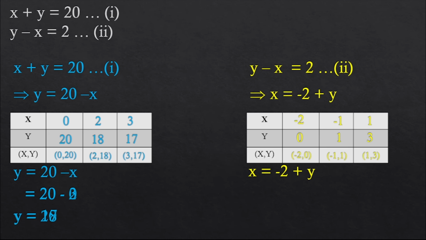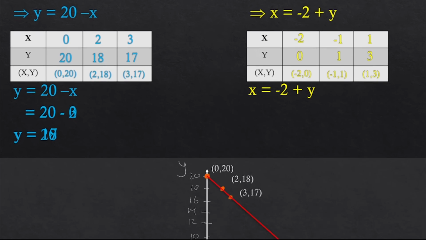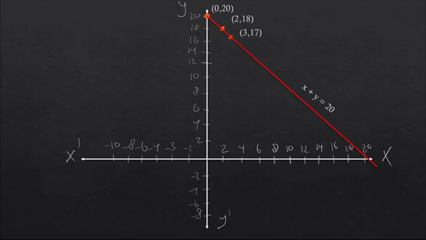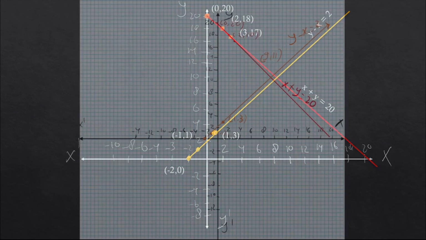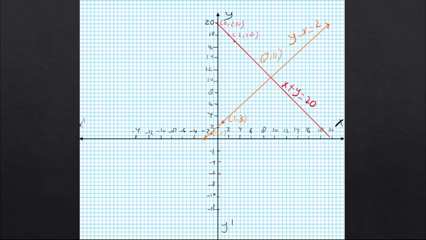Now let's plot these 3 points on the same graph. Once again, we'll join the points and extend them both ways, so we get the graph of the equation y minus x equals 2, which is a straight line here. Now mark the point of intersection of the two lines here. It is 9, 11. So the solution is x equals 9 and y equals 11.